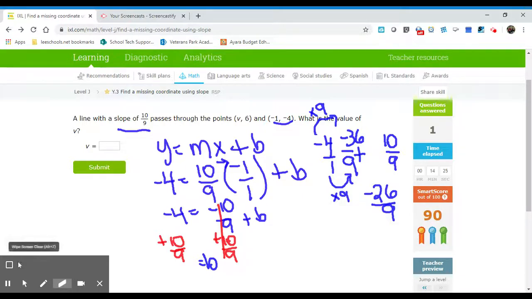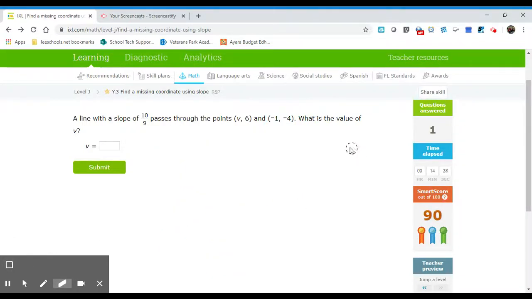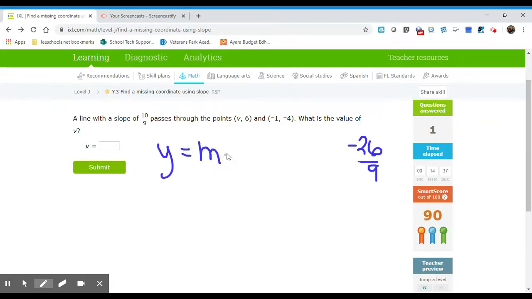All right, these are a little bit more tricky, aren't they? So b is -26 ninths. So let's do this again. y equals mx plus b. But this time we're going to use this ordered pair. So let's go at it again. We have 6 is our y, so let's put that there. Slope is 10 ninths. This time, though, our x is v. So let's put that there. And we know our b, we just figured it out, right? It's -26 ninths.